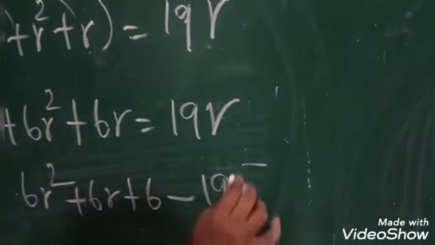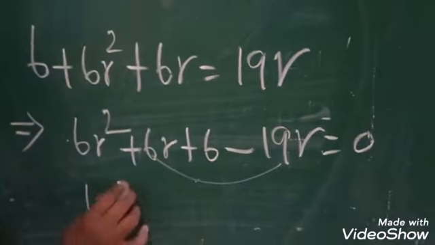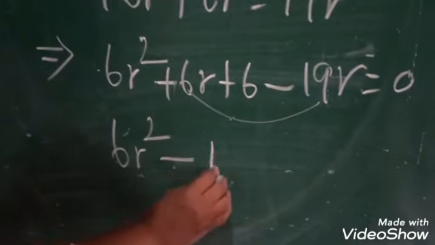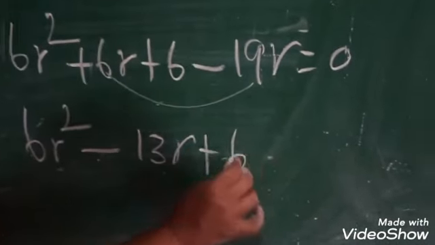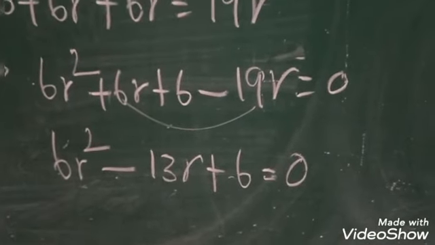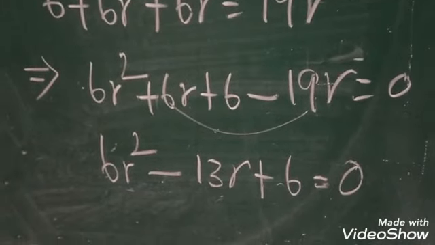I am arranging, girls. Here you have to simplify the r term alone: 6r squared, minus 19 minus 6, how much? Yes, minus 13r plus 6 is equal to 0. Now you have to get the factorization. You will get two values for r.